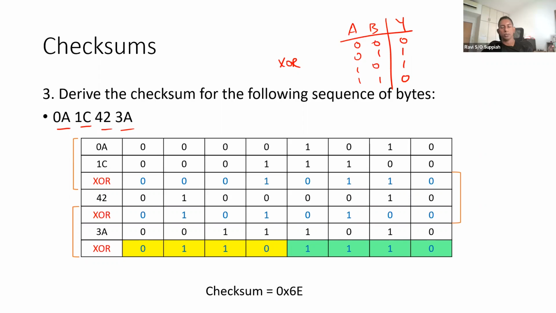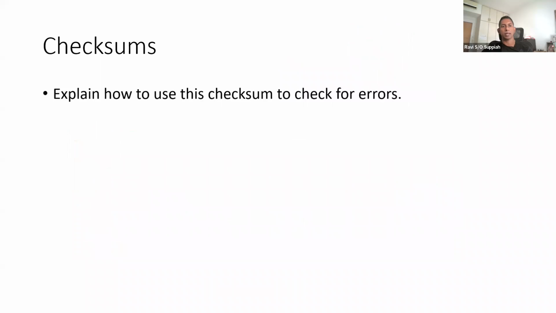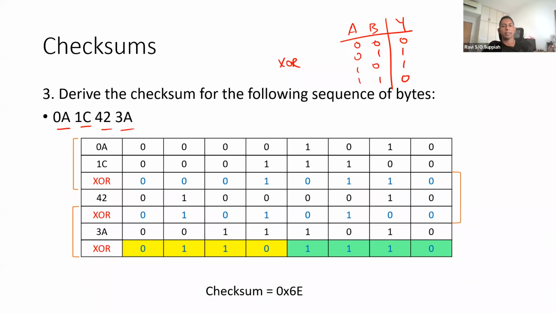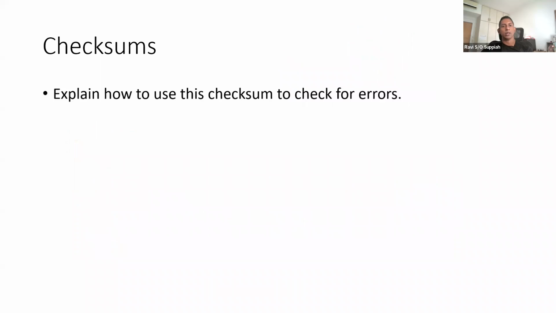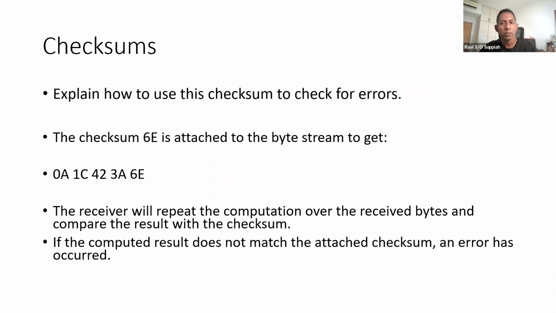And what you must do is you must append this checksum to the data you're transmitting. Okay, so what I will do is I will need to append this data. So when I transmit, I need to append the 6E to this entire data. Okay, so this is the new data packet that I'm going to transmit.